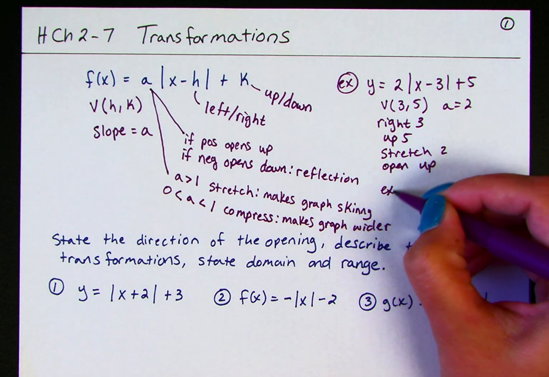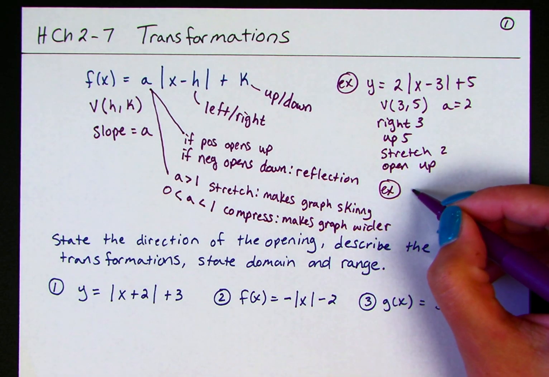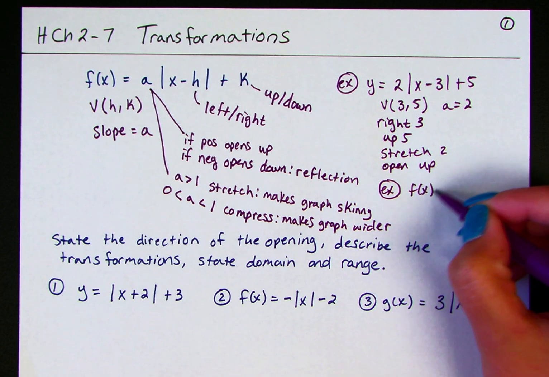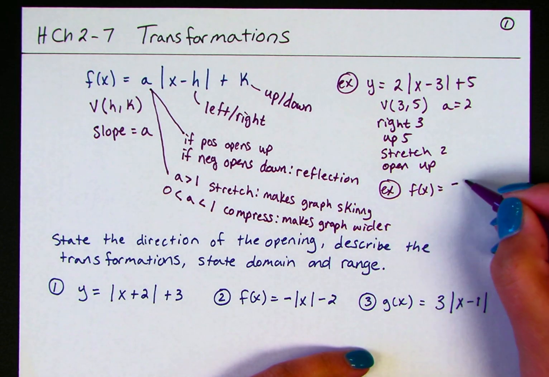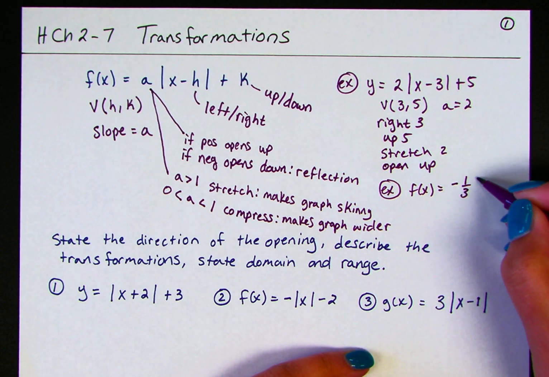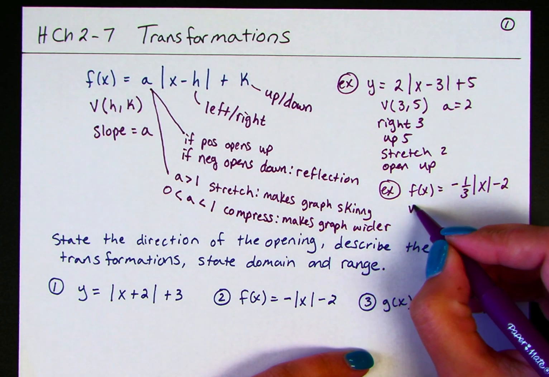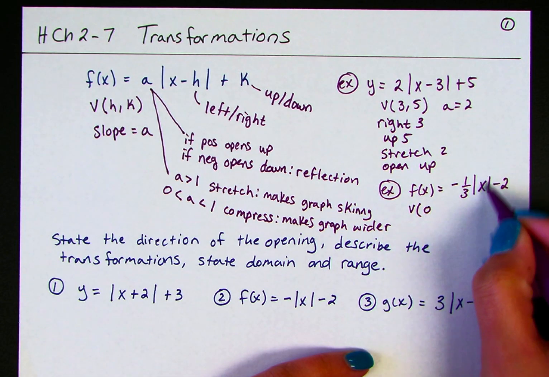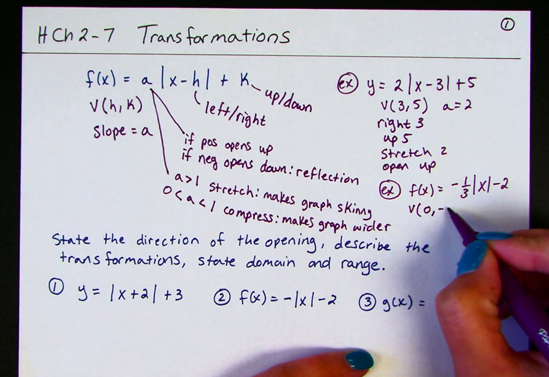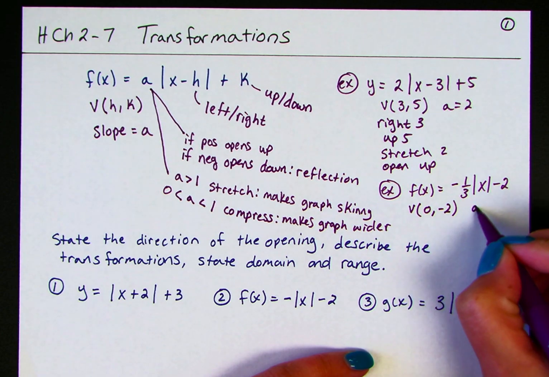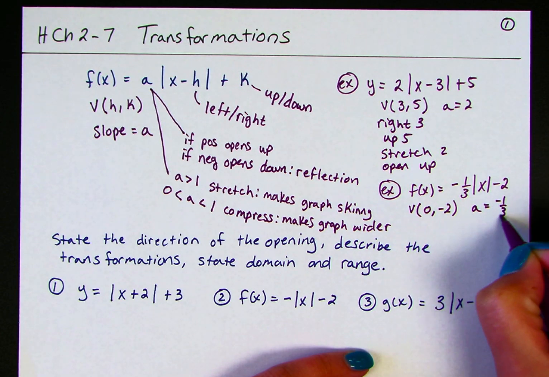Let's do one more example. Let's say I have the equation f of x equals negative 1/3 absolute value of x minus 2. All right, so again, my vertex is 0 because I have nothing inside with the x, and then my k value is negative 2, and a is negative 1/3.